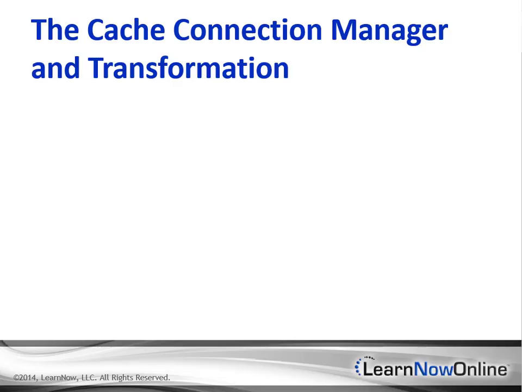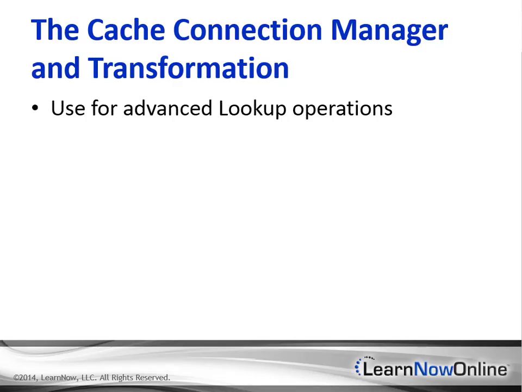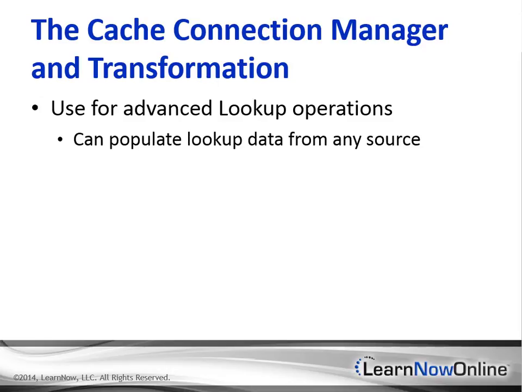There are also a couple of other components that you can use along with lookup and caching. And those are the Cache Connection Manager and the Cache Transformation. So the Cache Connection Manager supports some really advanced lookup transformation operations. It lets you populate the cache from any source. You can use relational queries, flat text files, an Excel spreadsheet, or even a web service. In addition, you can persist the lookup cache and use it across iterations of a loop operation. The lookup transformation automatically uses the Cache Connection Manager internally as its caching mechanism, but you can explicitly use it in order to exert more control over the process.